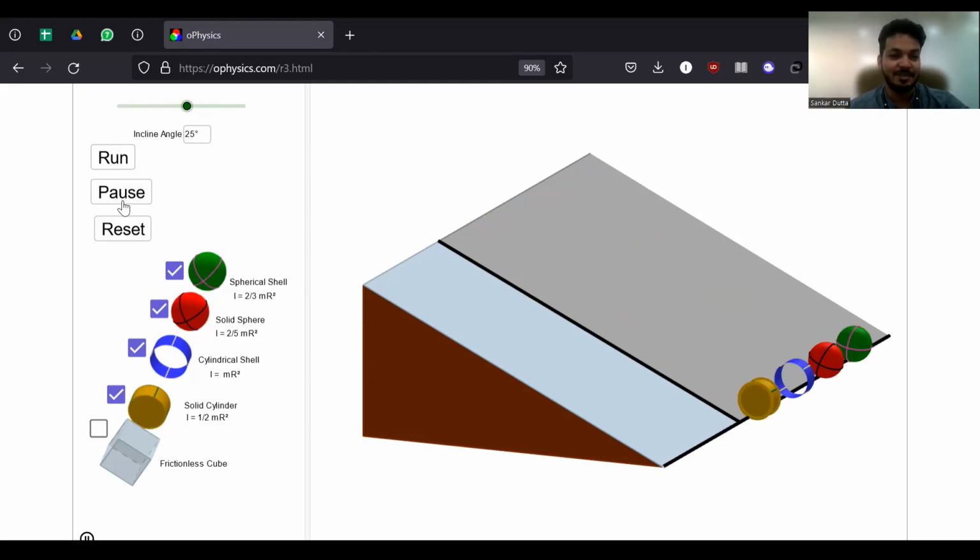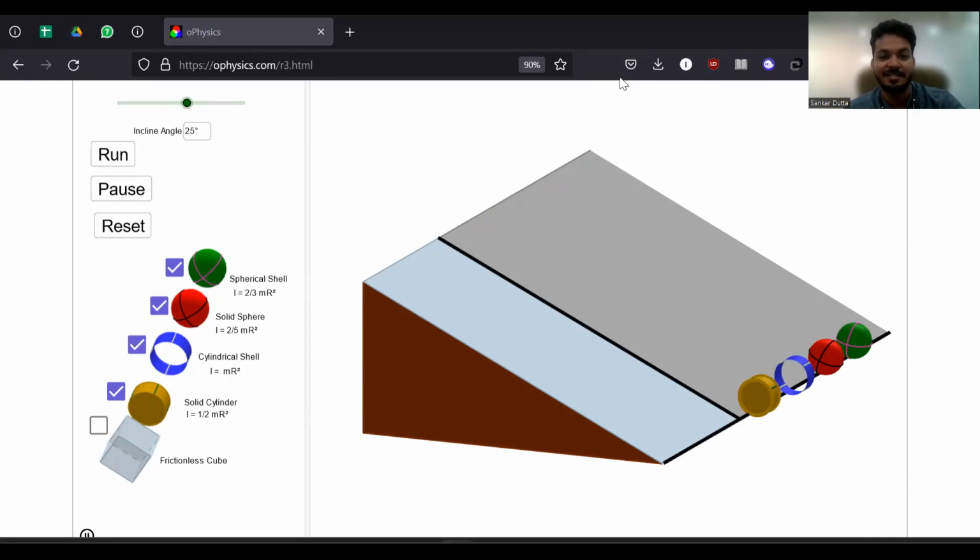Very nice. Just for viewing pleasure, one more time. Watch how the solid sphere reaches down first. Very nice. Okay, let's stop this madness and go back to our actual studies. Are you able to see my whiteboard?